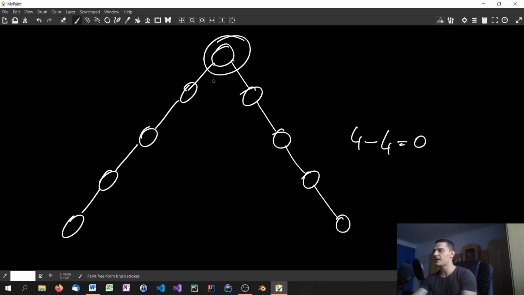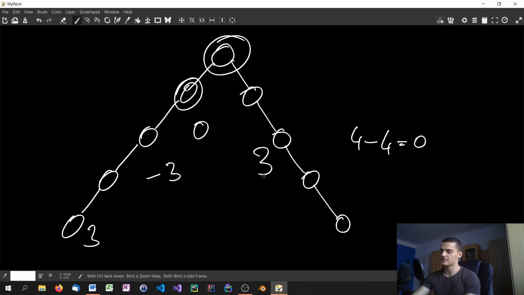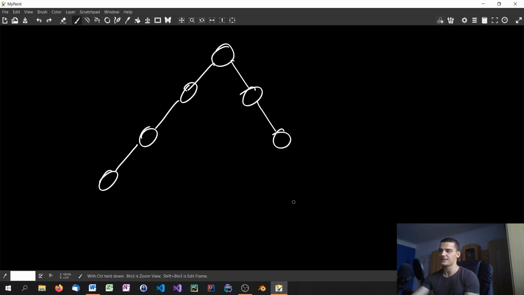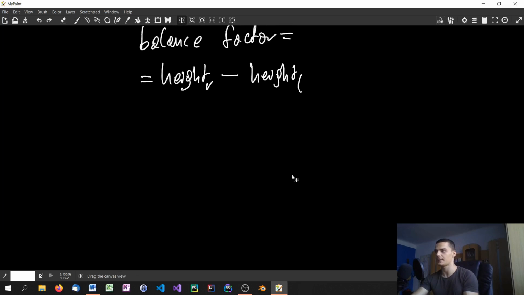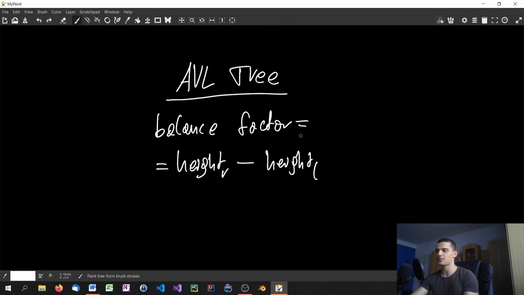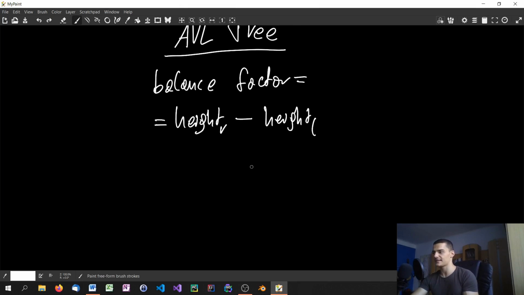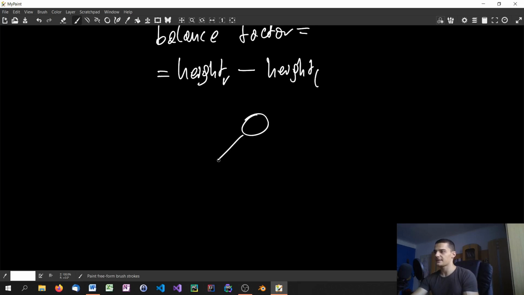So the root node is balanced, but this node is not balanced because we have 3 and 0, so it would have minus 3, and here we would have 3. The absolute value is larger than 1, and thus these subtrees are not balanced. And for a balanced tree, we want all the individual nodes to be balanced. Why is this the case? Let's say we have, again, this tree that I just plotted here, something like that.